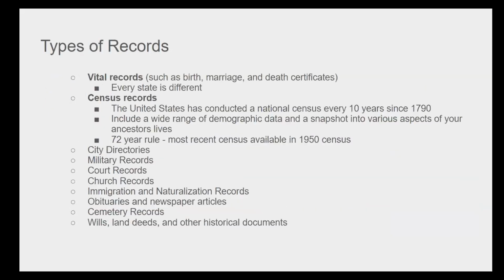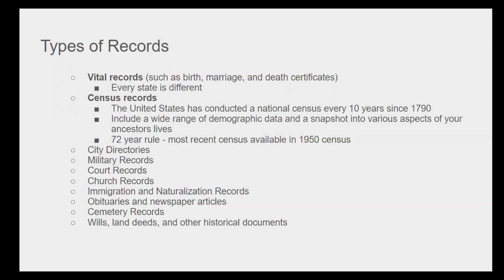So now we'll talk about types of records. So again, in genealogy, a variety of sources are used to piece together a family's history. So this is a list of some of the most common records that you'll find or search for in genealogy, but there are many, many more. So starting with vital records, these will include births, marriages, and deaths, and they're sometimes referred to as civil registration records.